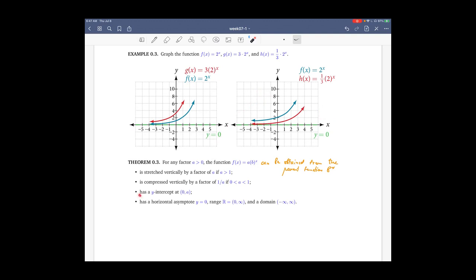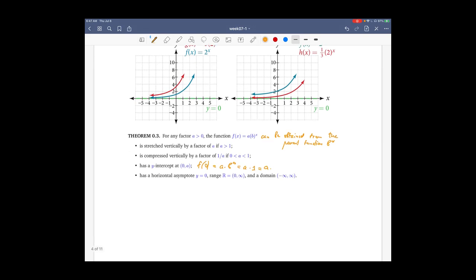Either way, the y-intercept is at the point 0, a. That is again easy to see. f at 0 is a times b to the 0, which is a times 1, which is a. And also the horizontal asymptote stays at the x-axis.